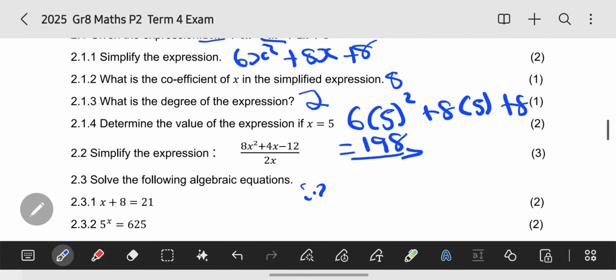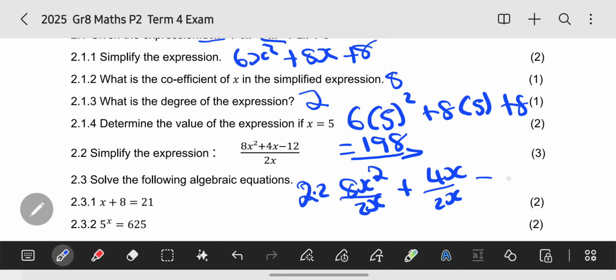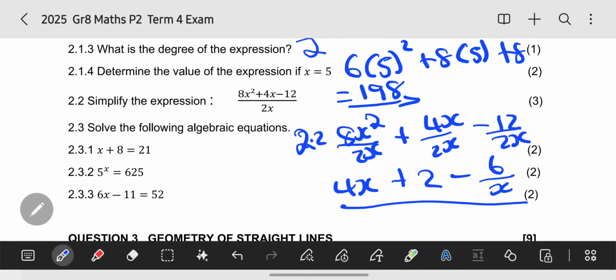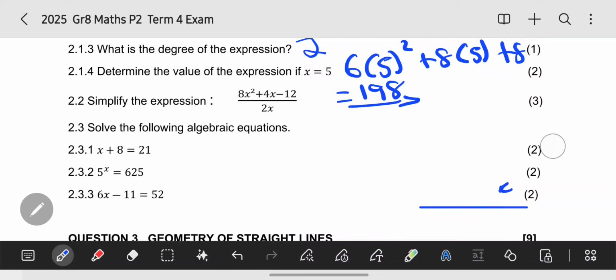And then 2.2 says, simplify the expression. To separate these terms, we're going to have 8x squared over 2x plus 4x over 2x minus 12 over 2x. When we solve, we're going to have 4x plus 2, and then minus 6 over x. And then we have simplified our expression just like this. Allow me to erase it here, and let's move to 2.3.1.